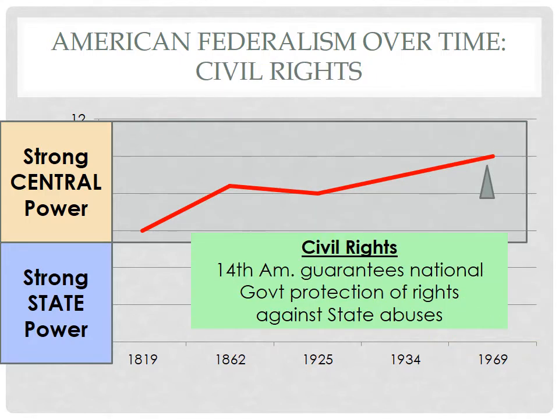And then in 1969, the Civil Rights era, where we had the 14th Amendment, which guaranteed national government protection of rights against the state's abuses. So this is where we incorporated the rights to protect against the government, not only at the national level, but at the state level as well. So we said, state actors, if you are going to abuse people, then we are going to hold you accountable as well, just as we had with the federal government.